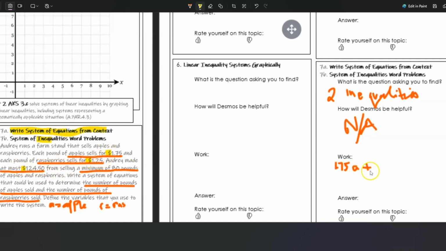So this is 1.75A plus 1.25. Oh, let me change that to a pencil. 1.25R. And again, please excuse my handwriting. Just listen to what I'm saying. All right. And it goes with 124.50. Now we're going to leave the inequality for just a second. Then the other number I have is 80 pounds of apples and raspberries. I have both, right? So what do I have? I have apples plus raspberries, and those are going to be 80 pounds.